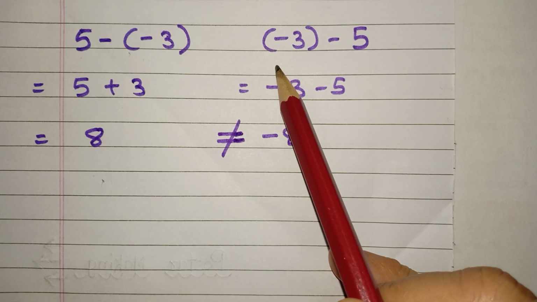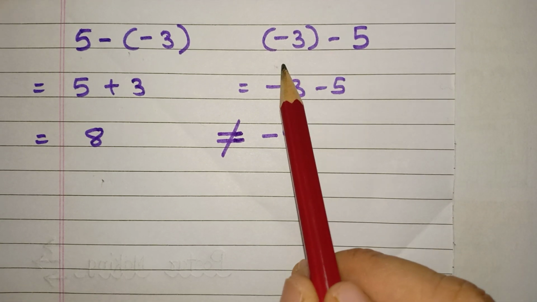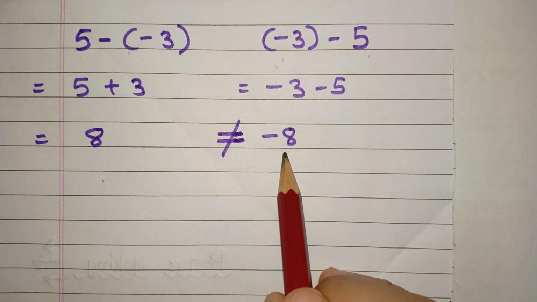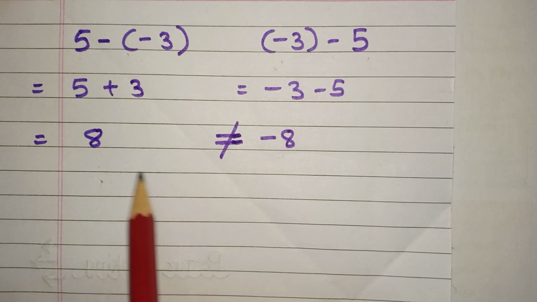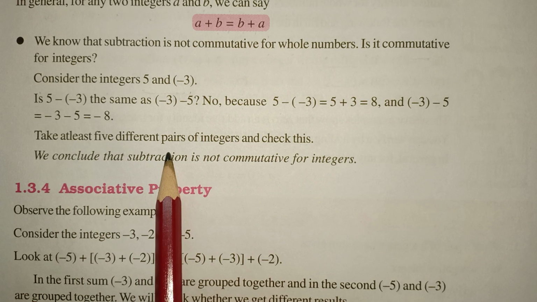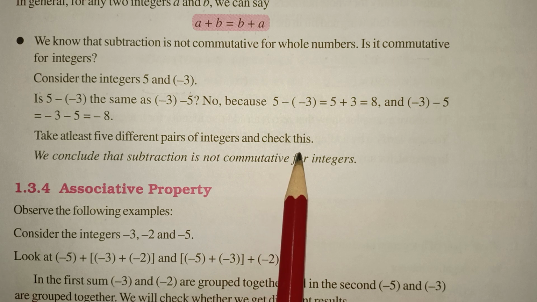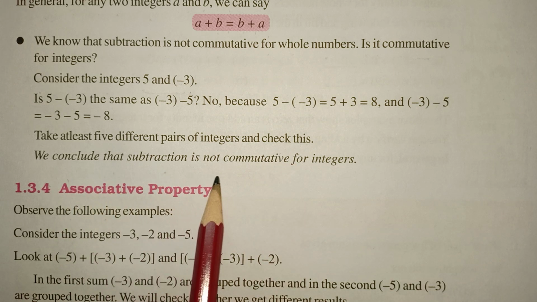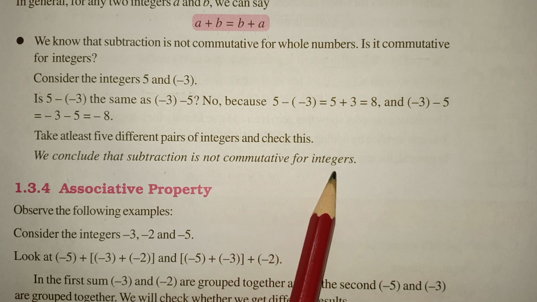If I change the position, minus 3 minus 5, I got the answer minus 8. So, which is not equal. Now, take at least 5 different pairs of integers and check this. We conclude that subtraction is not commutative for integers.